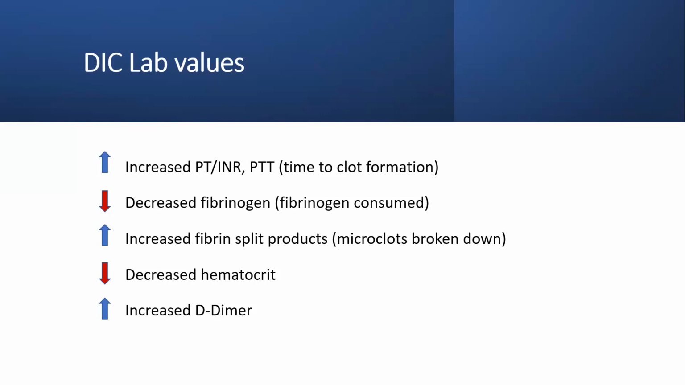Some hallmark lab values that we'll look at. You will have an increased PT and INR as well as a PTT. And that just talks about how long it takes until you have clot formation. DIC is going to be, again, hallmarked by decreased fibrinogen because that fibrinogen has been consumed with those microclots as they're forming. You will have increased fibrin split products or those fibrin degradation products, letting you know that, yes, those microclots are also being broken down just about as soon as they're being formed. You may see decreased hematocrit in these patients, and you'll likely see an increased D-dimer.